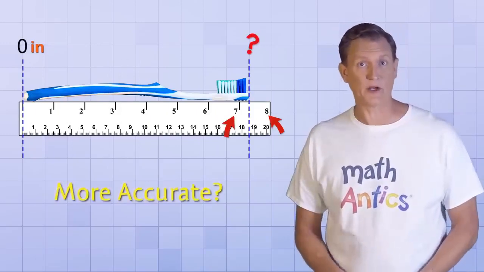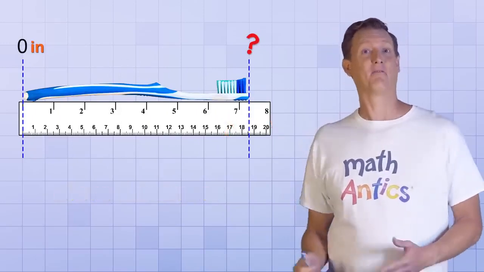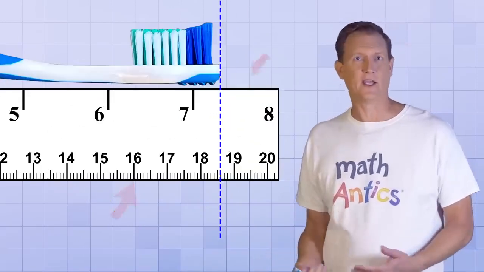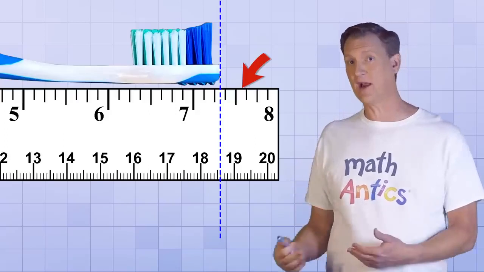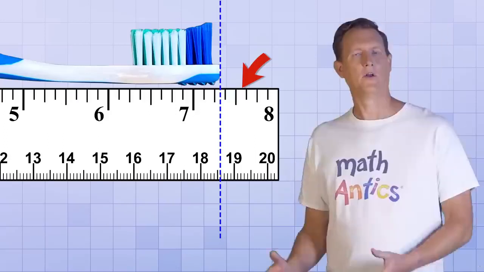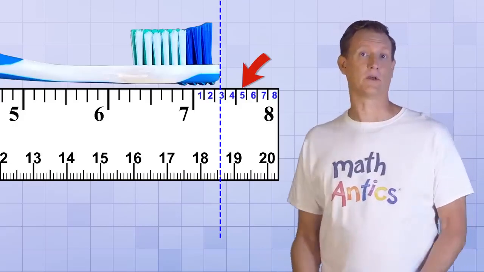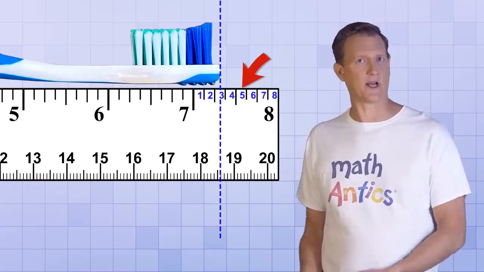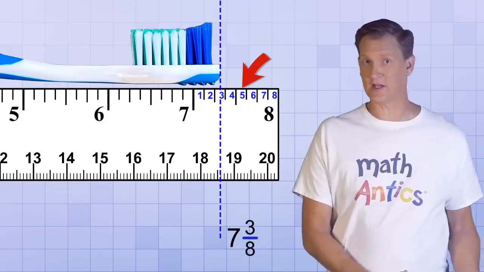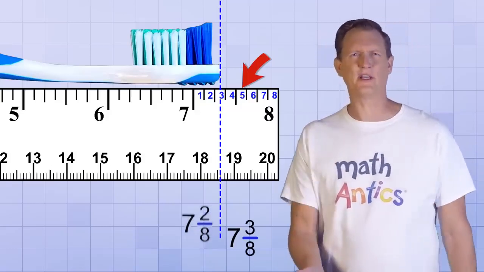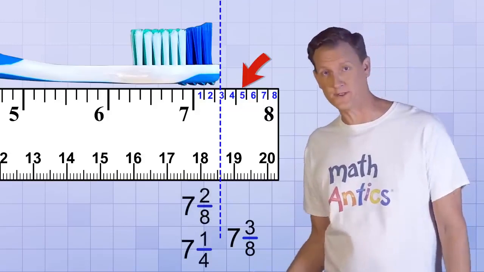Can we get a more accurate measurement than that? Yup. Fortunately, as was the case with centimeters on the other side of the ruler, inches are usually subdivided into fractions of an inch also. On this particular ruler, each inch is subdivided into 8 equal parts. That means our toothbrush is not quite as long as 7 3/8 of an inch, but it's a little longer than 7 2/8 of an inch, which would be equivalent to 7 1/4 inches.